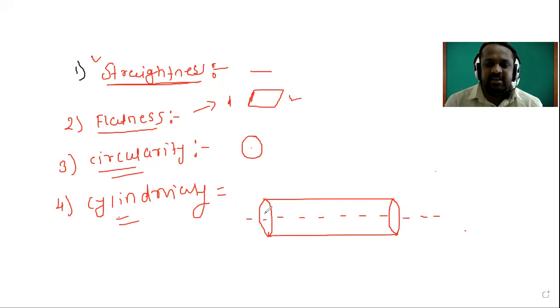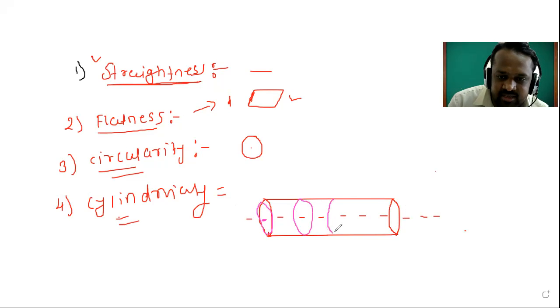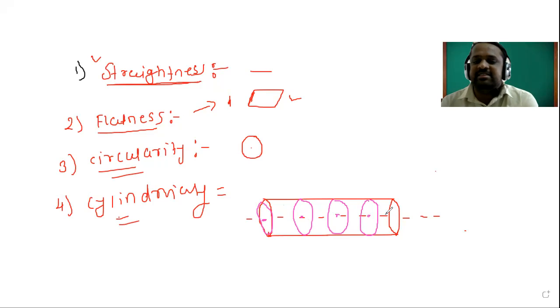Suppose we have checked this circle at this point. Again we have to check this circle at this point, and again at this point. Like this, throughout we have to check this cylinder. And if the variation of those circles, all the circles, is within the limit, then we can call it the cylindricity.